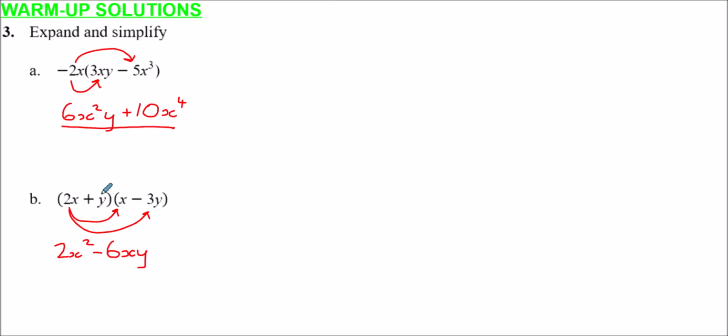Next up, we do y times x, which gives us positive xy. And then y multiplied by minus 3y gives us minus 3y squared. This can now be neatened up and simplified. So we have 2x squared, minus 6xy plus an xy gives us minus 5xy overall, and then minus 3y squared.